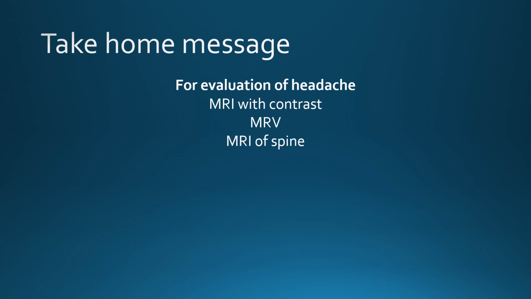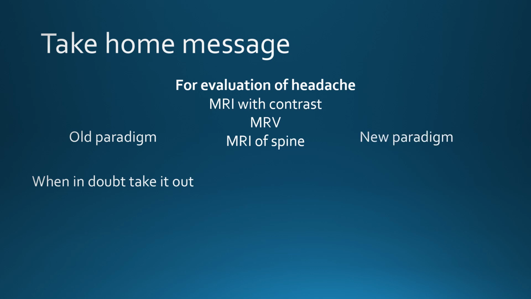So the take home messages: for the evaluation of headache, MRI should be done with contrast, MR venogram should be done, and MRI of the spine should be done to look for CSF leak. The old paradigm was that as a neurosurgeon you see bilateral subdurals, you wonder whether they are causing the patient's symptoms, and if in doubt you just take out the subdurals. But in the new paradigm, when you see bilateral subdurals without a history of trauma in a young patient, or with minimal or very trivial trauma which cannot cause subdural hematoma in a young patient, look for the site of CSF leak, suspect intracranial hypotension, and when in doubt, seal it off.